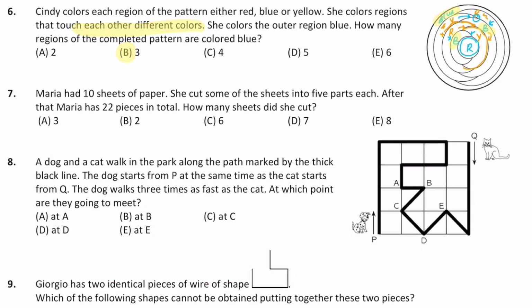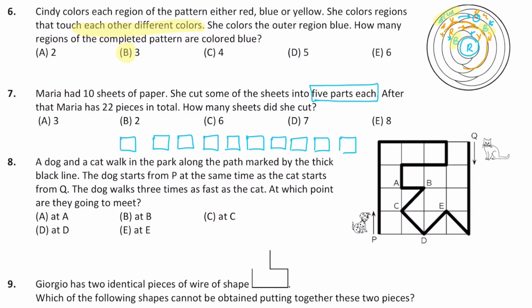Maria has 10 sheets of paper. So I'm going to draw 10 pieces of paper. 1, 2, 3, 4, 5, 6, 7, 8, 9, 10. Okay, so there are 10 pieces of paper here. She cuts some of them into 5 parts each. It needs to be 5 parts, and only some of them.